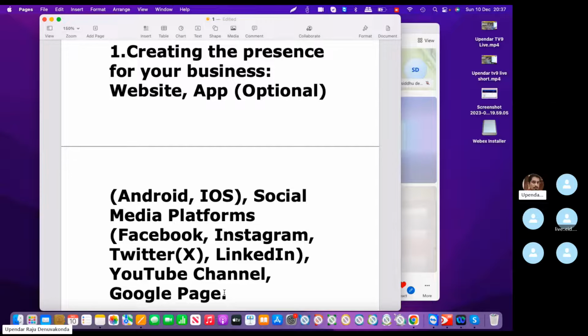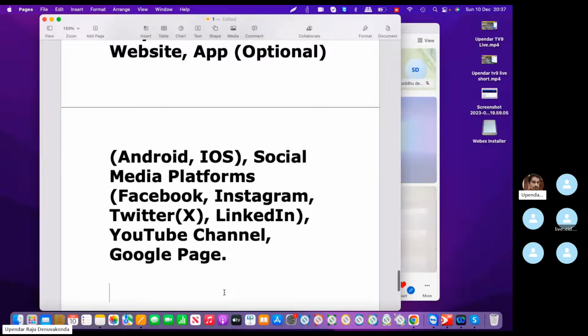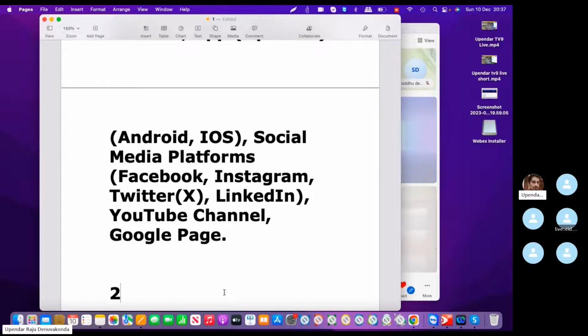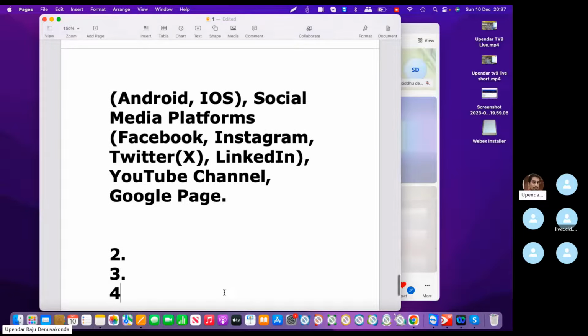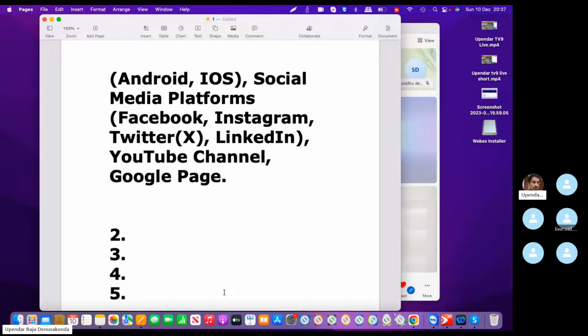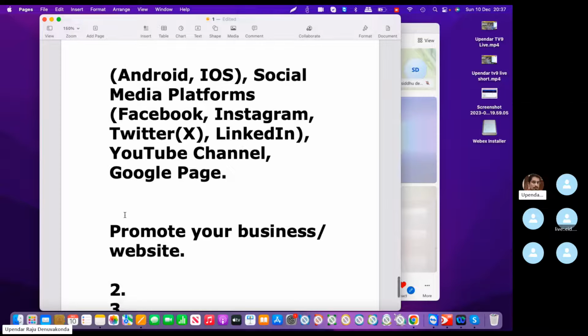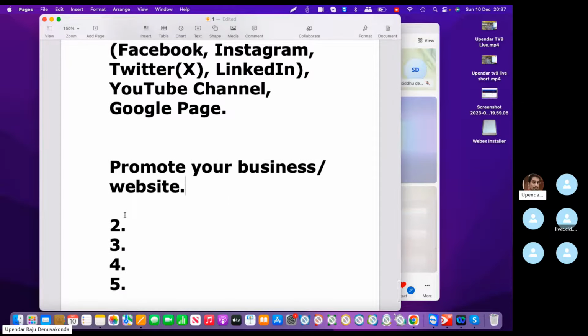Creating the presence for your business is the first step. Next we have the four important modules which could help to promote your business or website. The website has huge importance in digital marketing. The website and the mobile app have huge significance for your business.